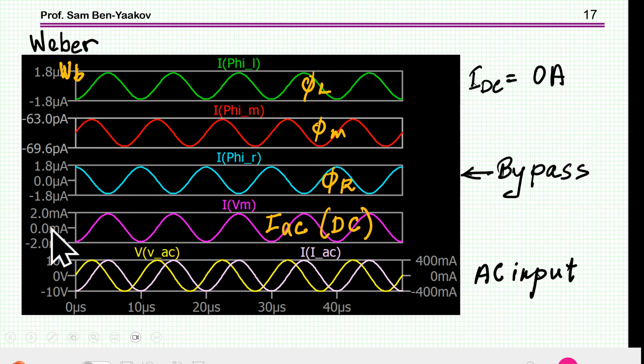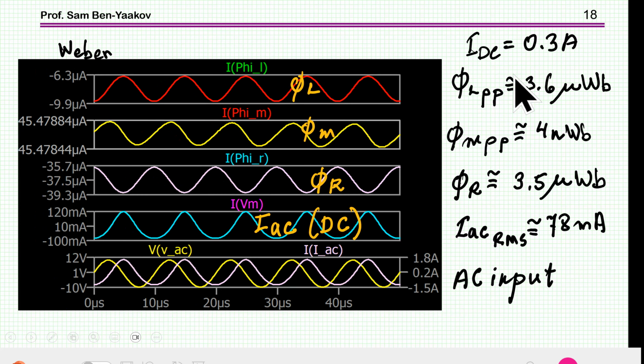It's only 2 milliamp. But this is for the case of DC bias 0. When we have an appreciably high DC current, which lowers the inductance quite a bit, the situation is different, because the lower permeability now affects the distribution of the fluxes.